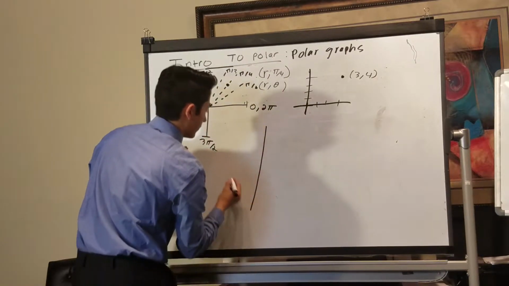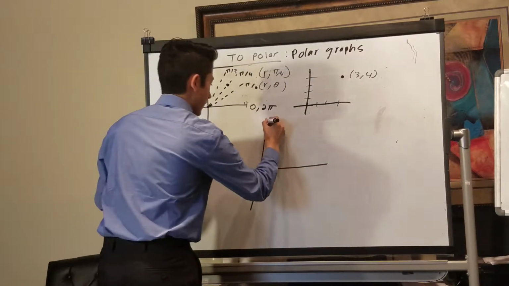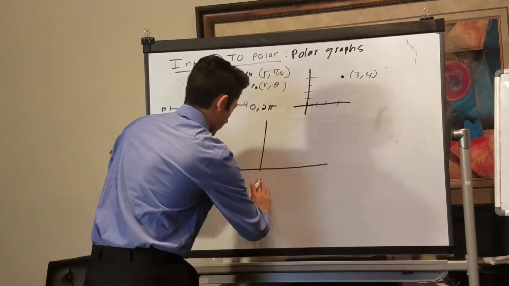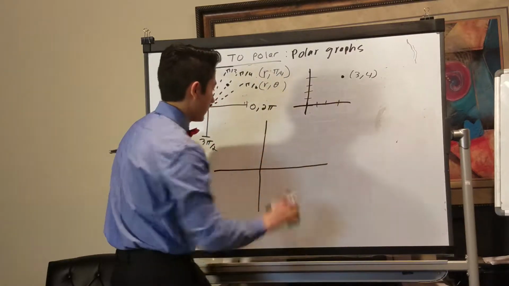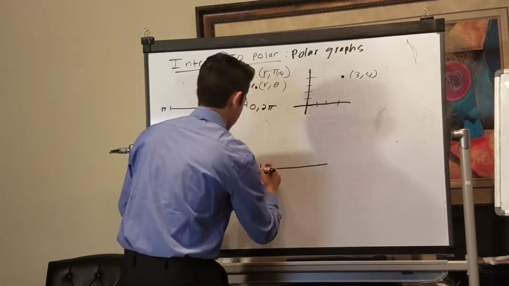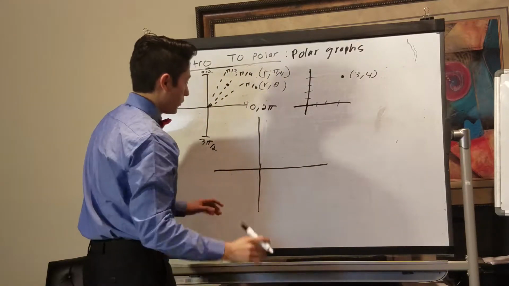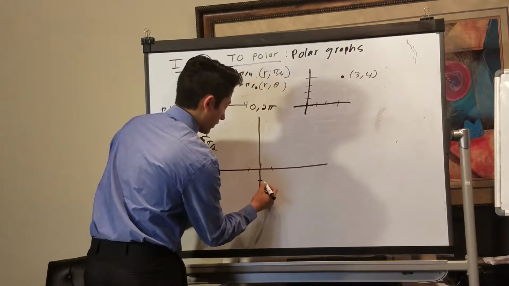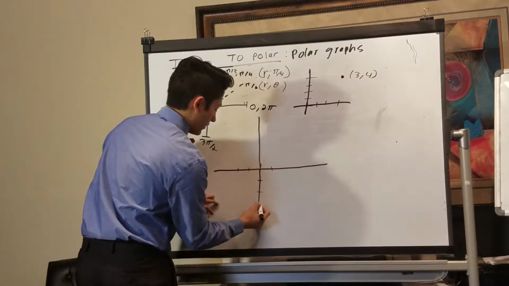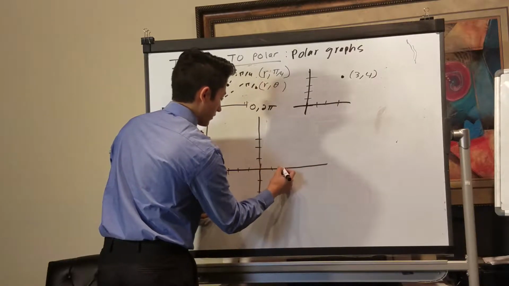Now, let's take a much larger polar graph and sketch. Now, once again, unlike the rectangular coordinate system, polar has the radius and the theta, the angle which you rotate.